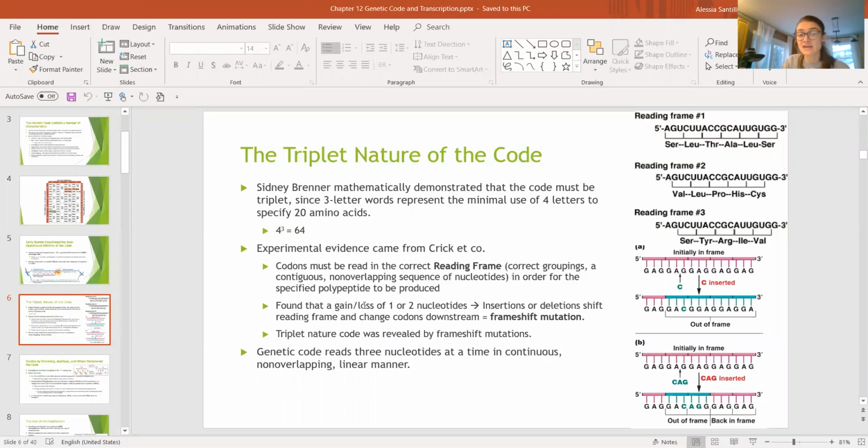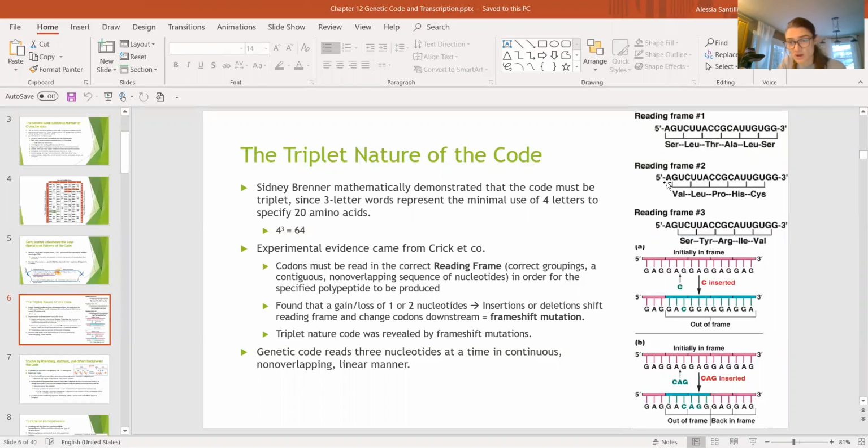When they made the mRNA gain or lose 2 ribonucleotides, all of a sudden again the reading frame was completely changed, and we got a completely different reading frame and a different amino acid sequence. So you can see here, reading frame 1, this is usually what's supposed to happen. You're supposed to have serine, leucine, threonine, alanine, etc.